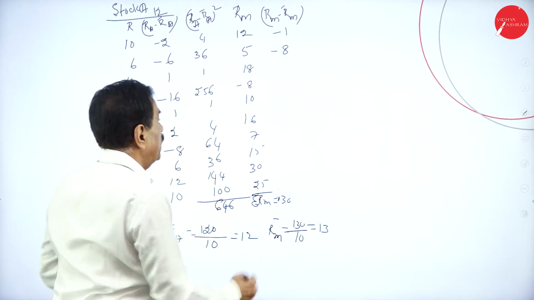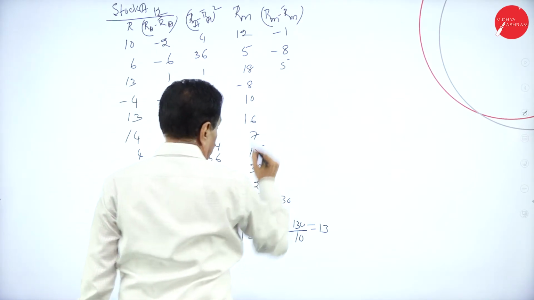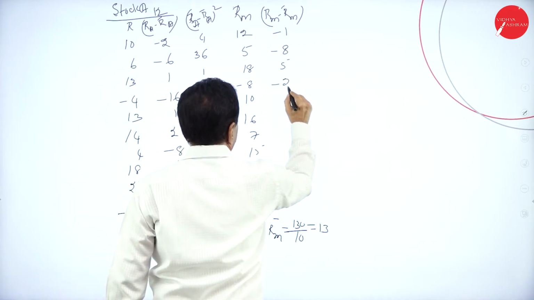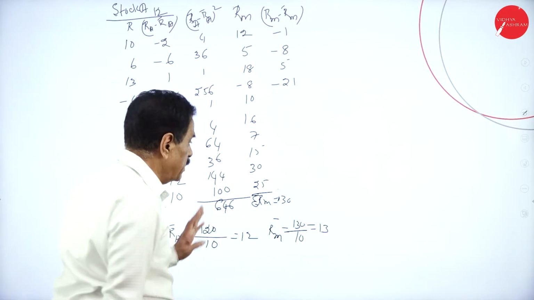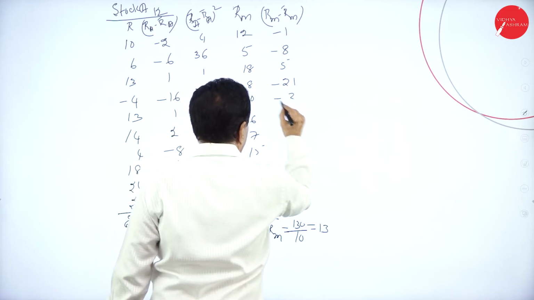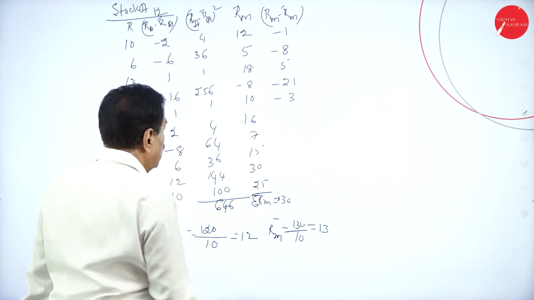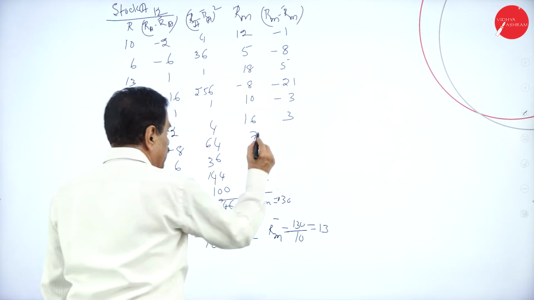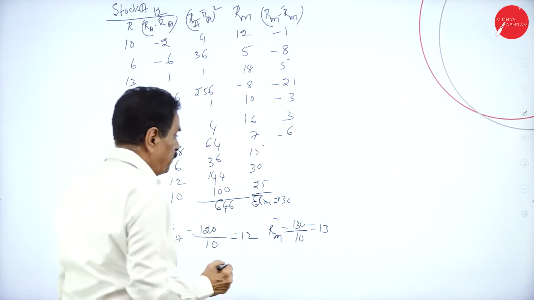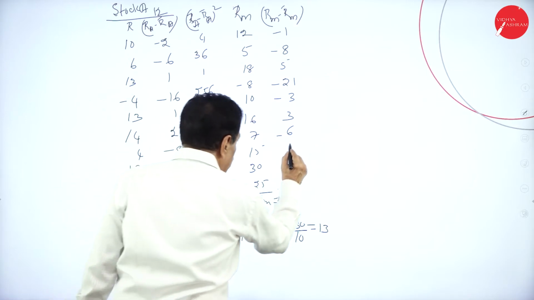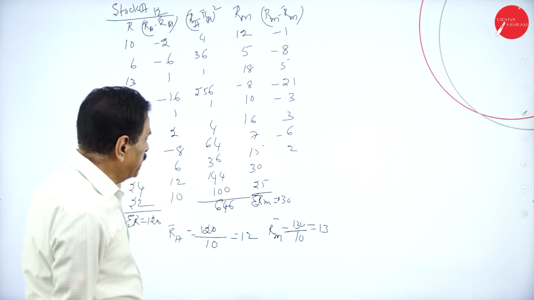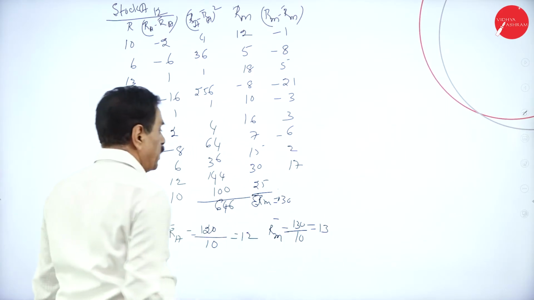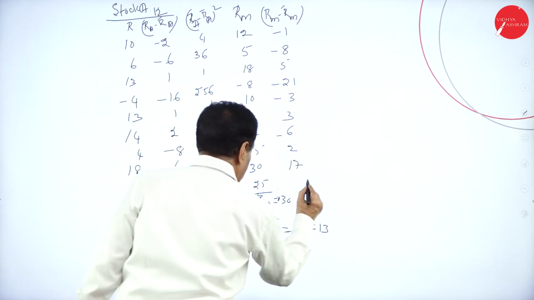18 minus 13 is 5. 8 minus 13 is minus 21. 10 minus 13 is minus 3. 16 minus 13 is 3. 7 minus 13 is minus 6. 15 minus 13 is 2. 30 minus 13 is 17. 25 minus 13 is 12.